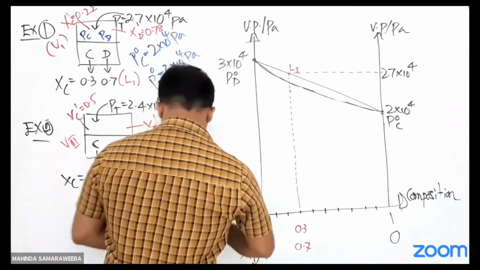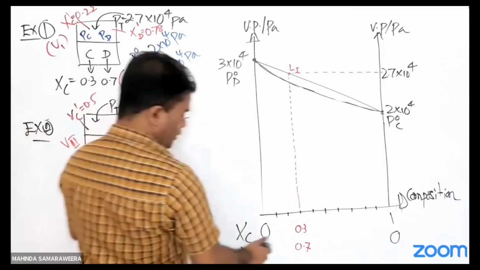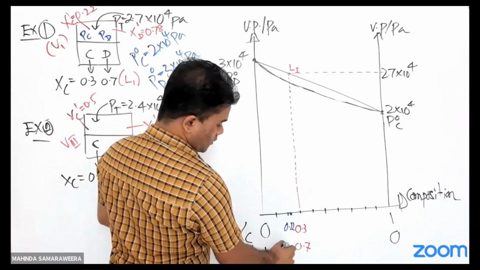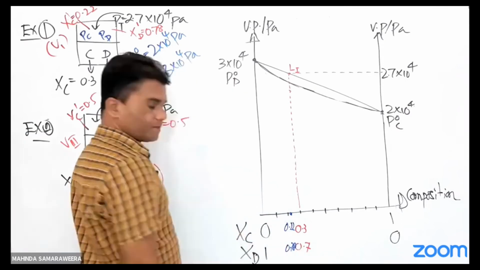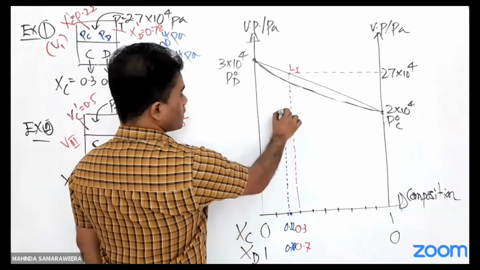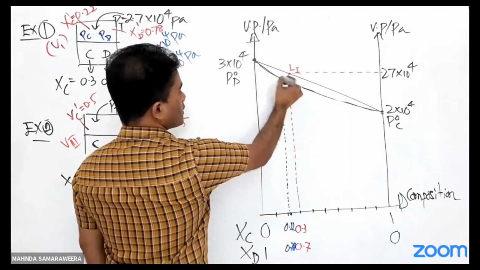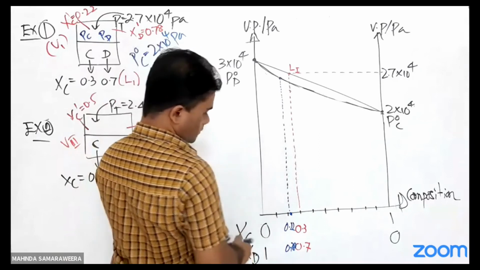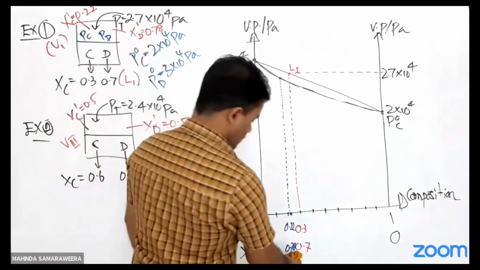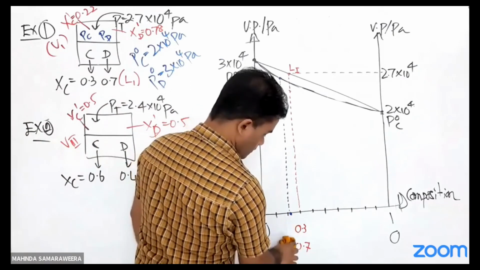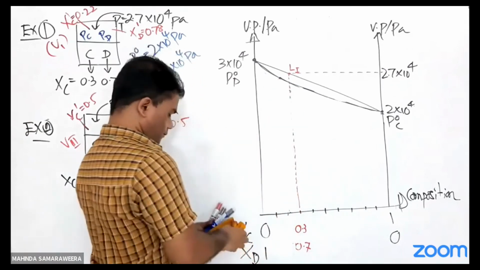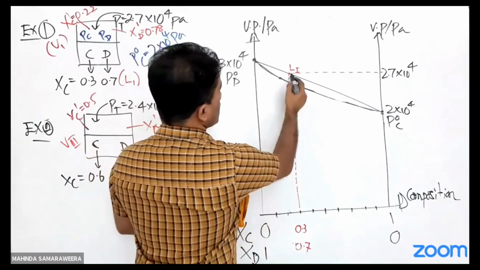Shall I take a different color for this? 0.22 should be this place. This is 0.22. This one should be 0.78. Right? So when you take it like this, vapor composition is given by this line, not this line. When you draw it, you have to be careful. It can't be 0.22 according to my graph.